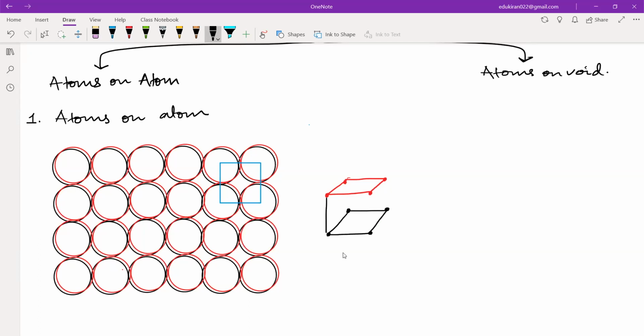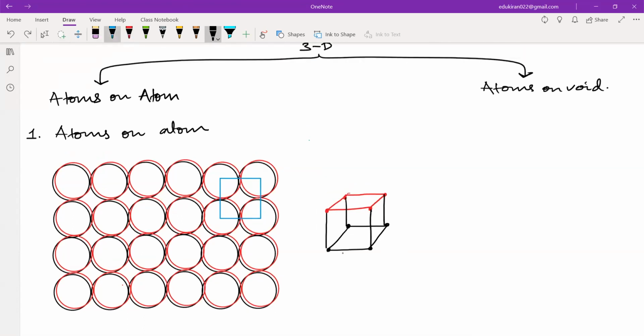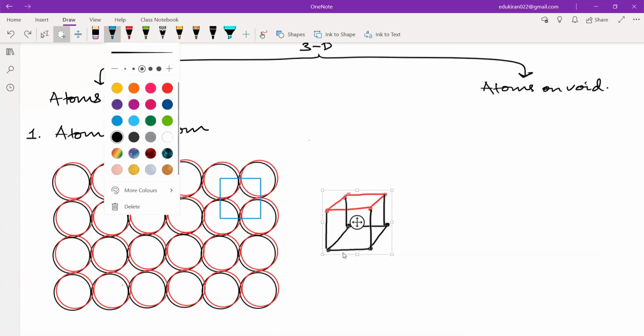And I will join these atoms also like this. Okay, so I think you can see that I have got a unit cell now, right? This unit cell is a cubical unit cell. Can you see that it is a cube? Yes or no, guys? Right? This is a cube.